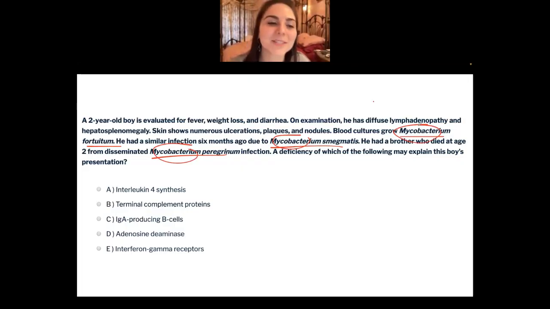What do you absolutely, absolutely need to get rid of a Mycobacterium infection? TH1. Good. What does TH1 secrete? Why do you absolutely need TH1 to get rid of it? It's because it secretes interferon gamma.